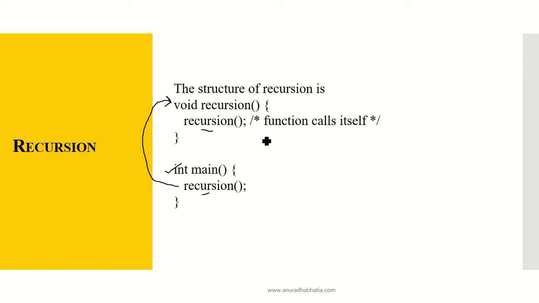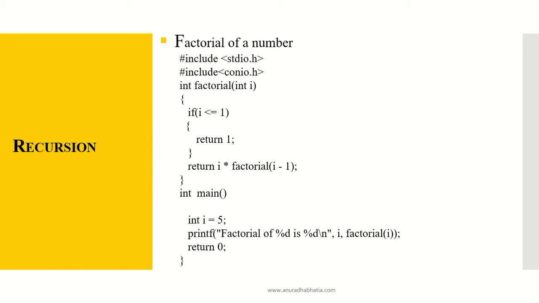To complete a particular task, I'm calling this particular function again by itself. There are a few problems which can be solved very easily using recursion. Now let's take the factorial of a number and see how it can be solved using recursion and how easy it becomes. We start with the main program over here. This is a factorial function which is written, and this is the integer main. The declaration of the integer main starts from here.